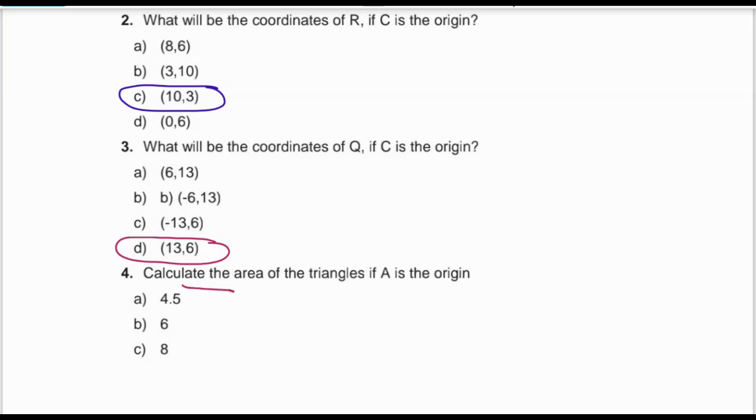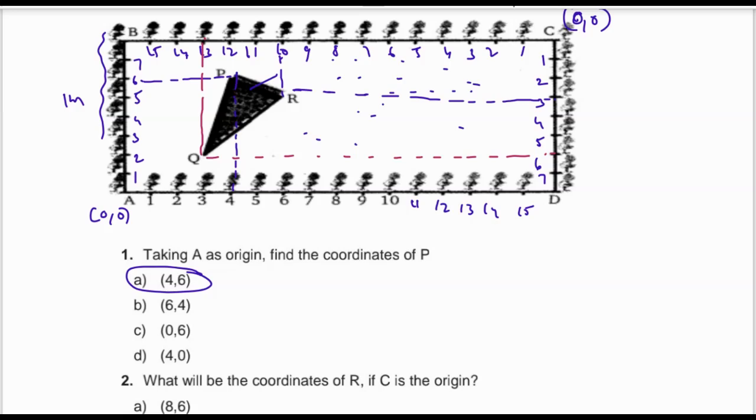Then next one, calculate the area of the triangle if A is the origin. Now according to this, if A is the origin, what are the values of P, Q and R? So here P will be what? We take A as origin, that is 0 comma 0, and take the values of P. P will be 4 comma 6. That will be x1 y1.